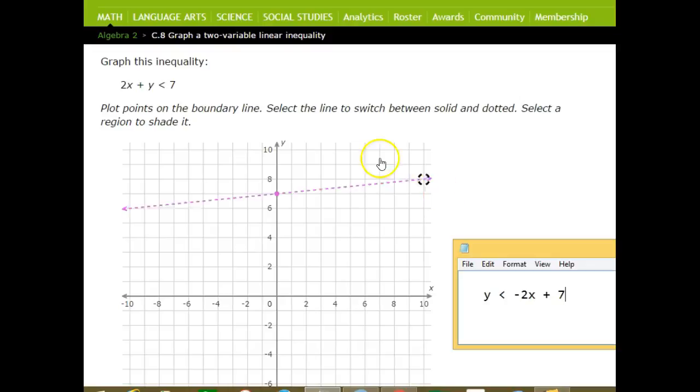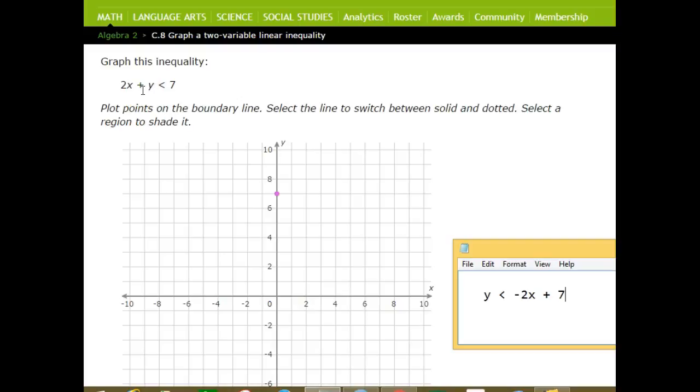I wanted to show you how to do this other problem here. This might be a little confusing because it does not look like it did before. It does not have y on the left side with everything else on the right side. It doesn't look like what we had in the investigation either. I just wanted to show that you can easily change this to the format that we're used to that looks more like slope-intercept form.